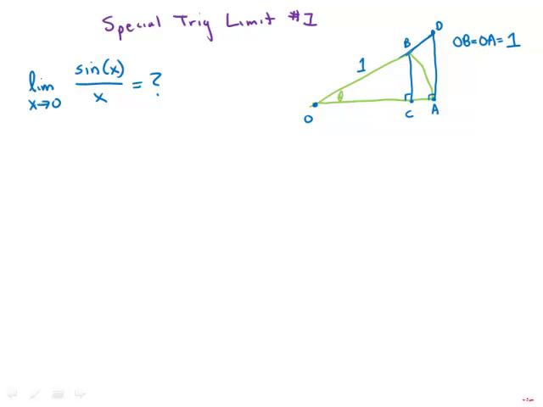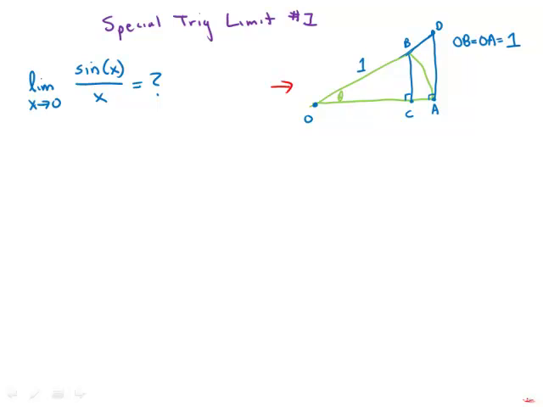Before taking the derivatives of trig functions, we're going to need to evaluate two special trig limits. The first is the limit of sine x over x as x goes to 0. So consider this diagram. In green, we have a circular sector.